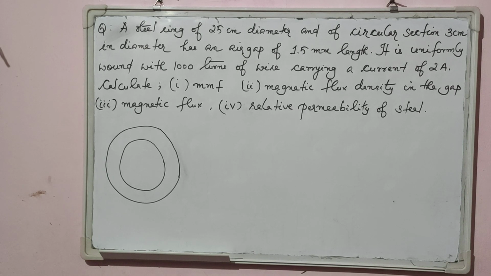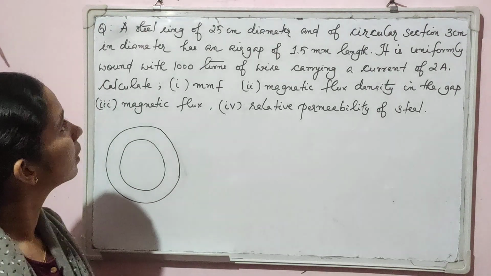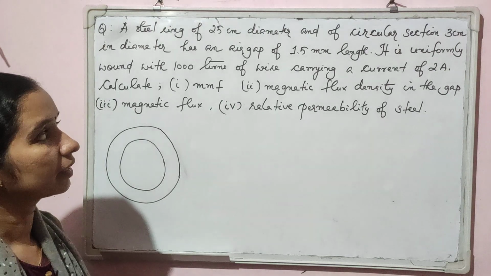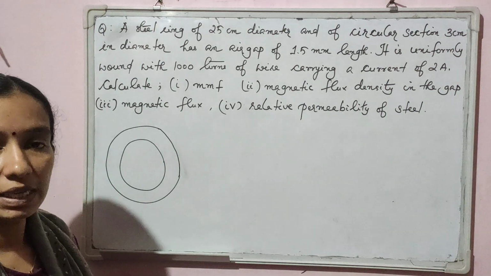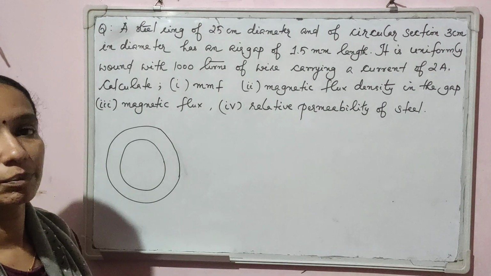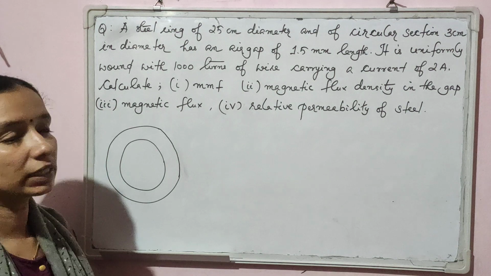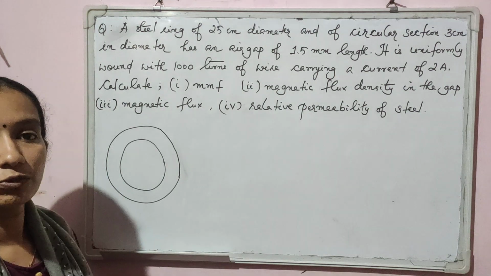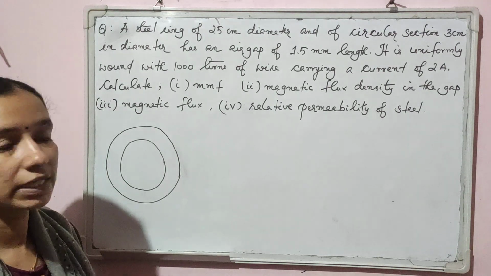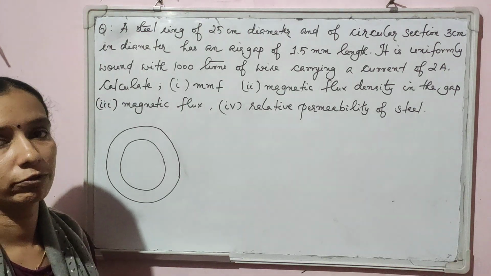Let us solve one more question on series magnetic circuits. A steel ring of 25 centimeter diameter and of circular section 3 centimeter in diameter has an air gap of 1.5 millimeter length. It is uniformly wound with 1000 turns of wire carrying a current of 2 amperes. Calculate the MMF, magnetic flux density in the gap, magnetic flux as well as the relative permeability of steel.